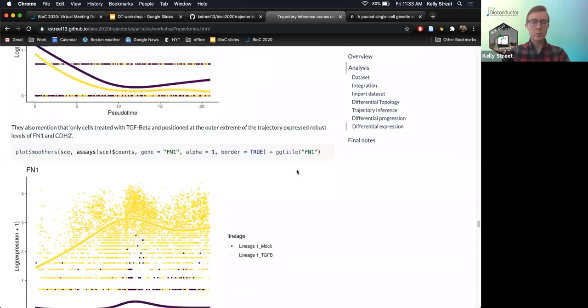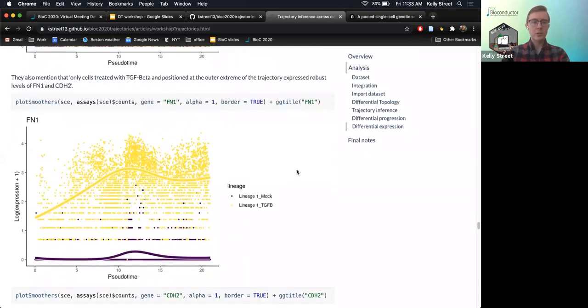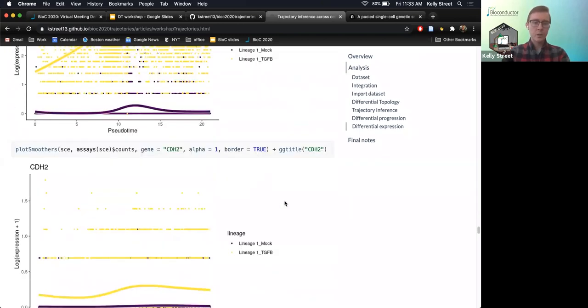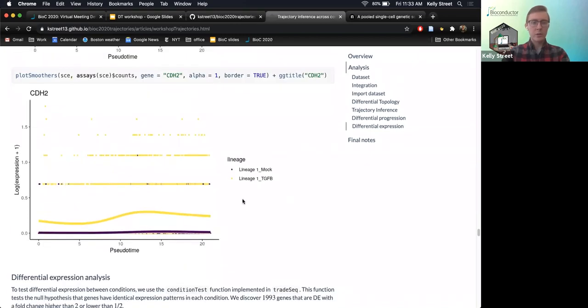The original paper also mentions a few other genes that are very different between conditions. FN1 we see is almost completely off in the untreated and shows very high and increasing expression in the treated. Similarly, but less obvious, CDH2 is almost entirely off in the untreated and shows some fairly robust expression in the untreated.